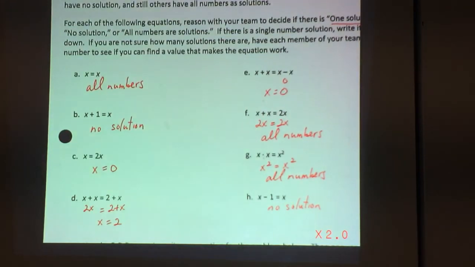You guys, if you get stuck, try plugging in some numbers. I would try plugging in -1, a 0, or +1, because those are smaller numbers that are very manageable. You try a negative, you try a 0, and you try a positive. Try those 3 values out and see if it works for all 3, then it's all numbers. And if it only works for one of them, then that's your one answer. If it doesn't work for any of them, it's probably no solution. All right.